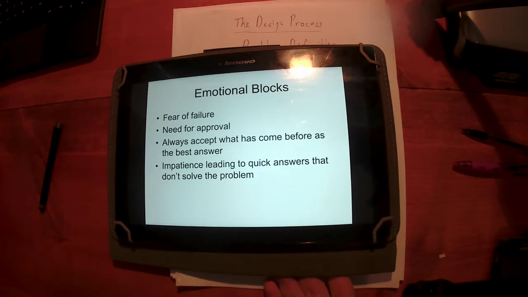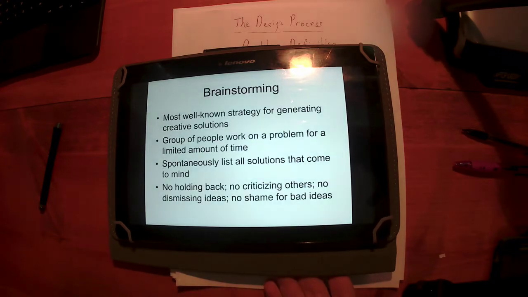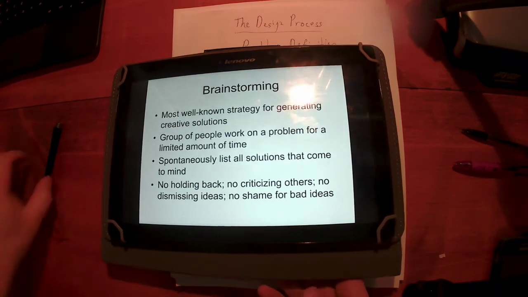Fear of failure, need for approval, needing to get to a solution quickly. These are all what we call emotional blocks, and these will prevent good ideas from coming forward. Okay. All right, so those are the things that can prevent synthesis. Let's talk about how you do synthesis. Brainstorming is one of the most common ways of doing synthesis, and what you do when you brainstorm is you just sit around with ideas.